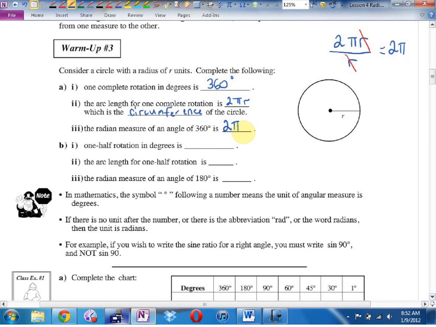So 1/2 a rotation in degrees is 180 degrees. The arc length for the 1/2 rotation, well, you know what? Let's just jump to the punchline. Here is my conversion factor. Pi equals 180 degrees. Pi radians is 180 degrees.